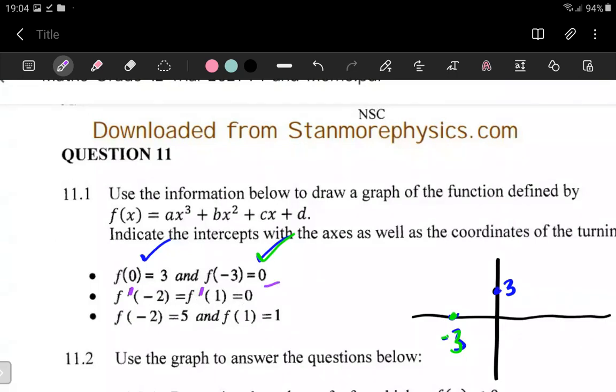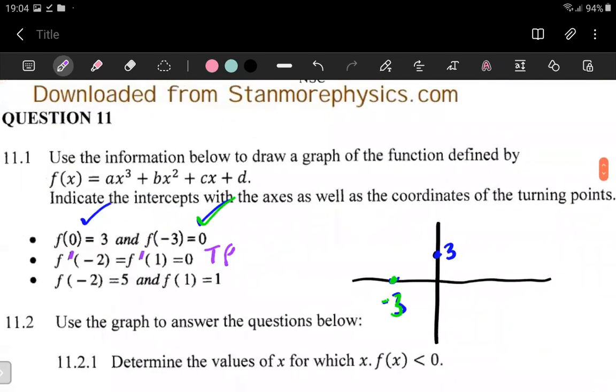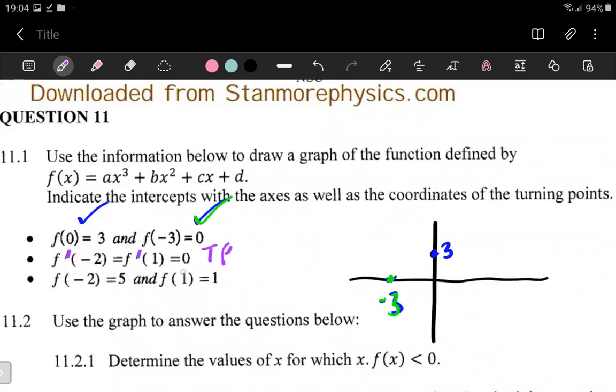And these are technically our turning points, because this is telling us that if the x value is -2, the gradient is 0. So wherever a gradient is 0, that's a turning point. So we already know that where x is -2, somewhere here we have a turning point. And then where x is 1, which is somewhere there, we also have another turning point.